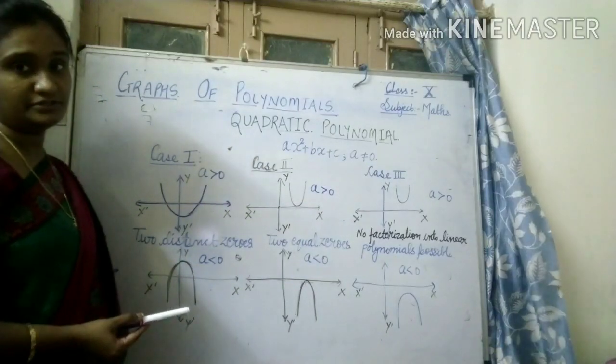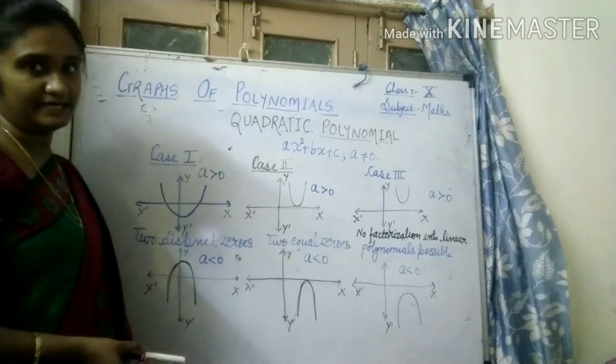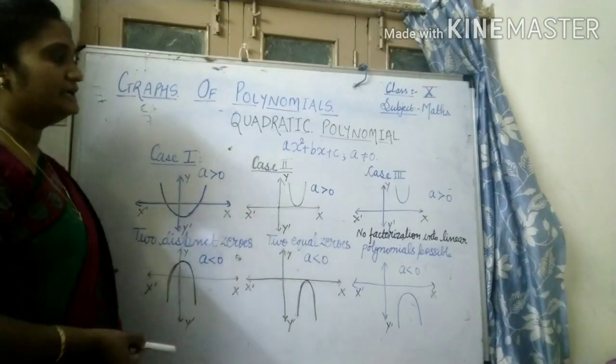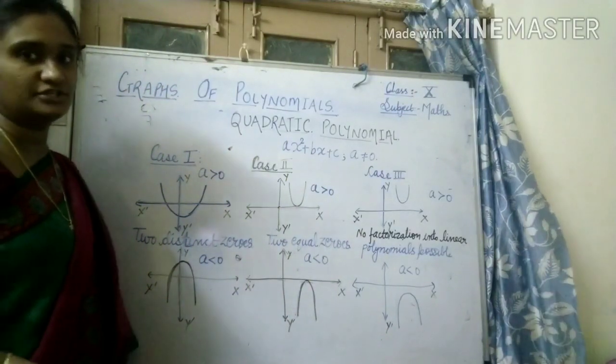Definitely the leading coefficient of the power x to the power 2 is a, and a is the coefficient of x to the power 2. That is, the degree is 2. Definitely the value of a should never be equal to 0. What is a? A is the coefficient of x squared.